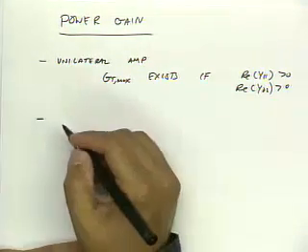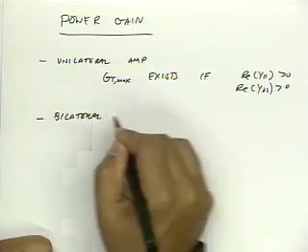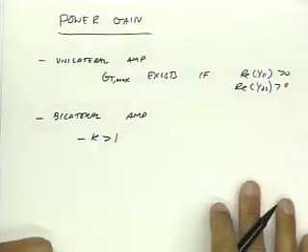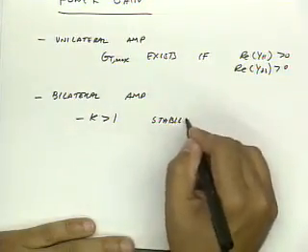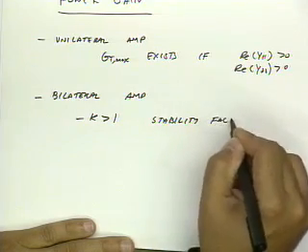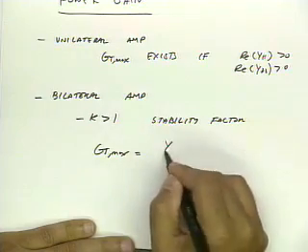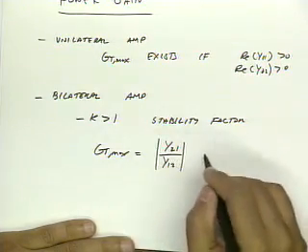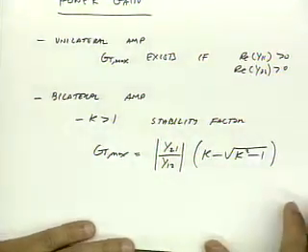On the other hand, if it's a bilateral amplifier, then we have to check K. If K is bigger than 1, stability factor is bigger than 1, then in fact GTmax exists, and it's given by the ratio of y21 over y12 times K minus the square root of K squared minus 1. Okay?